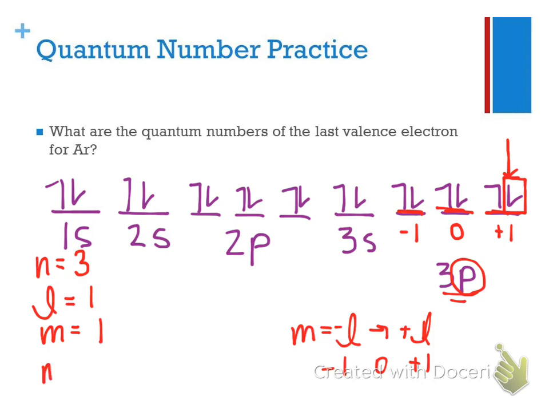The last thing is our spin, so I'm just going to say m sub s for spin. Now all we're doing is looking at the electron we drew. Is it the +1/2 or the -1/2?